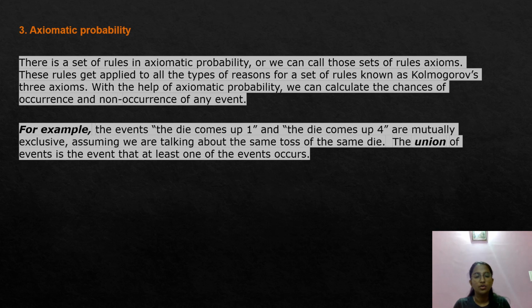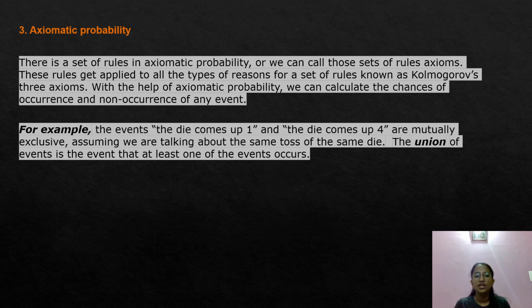The last one is axiomatic probability. These are a set of rules. There are sets of rules in axiomatic probability, or we can call those sets of rules axioms. These rules get applied to all types of probability, a set of rules known as Kolmogorov's three axioms. With the help of axiomatic probability, we can calculate the chances of occurrence and non-occurrence of any event.